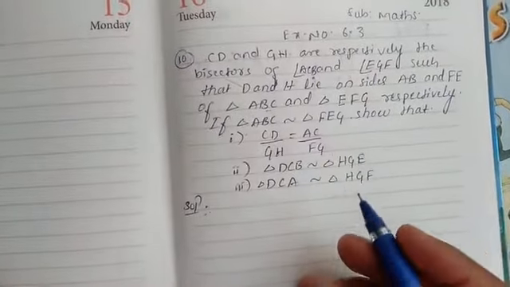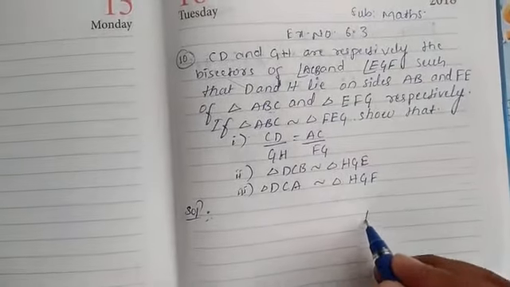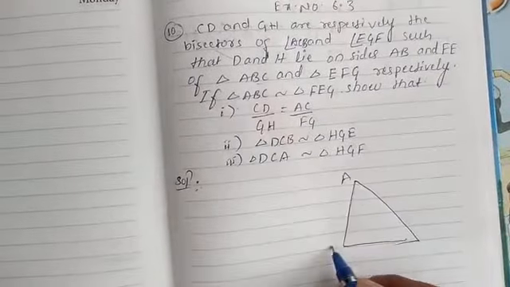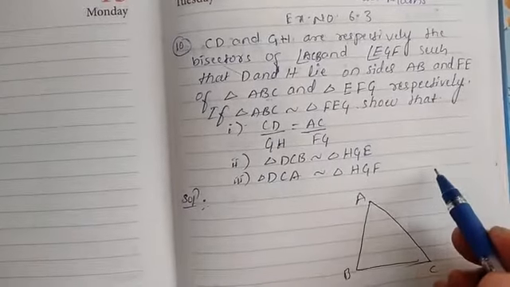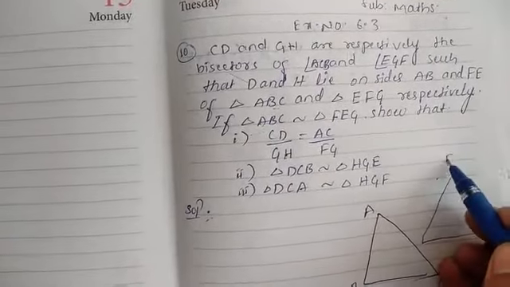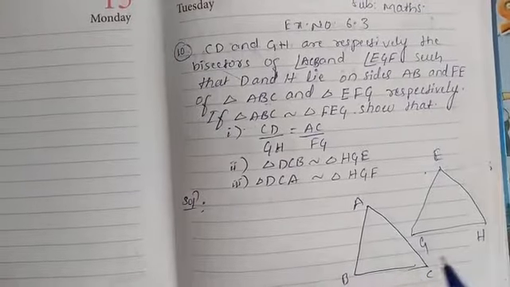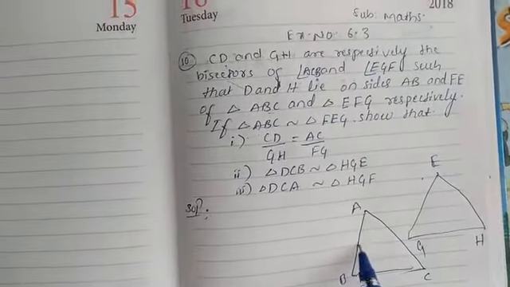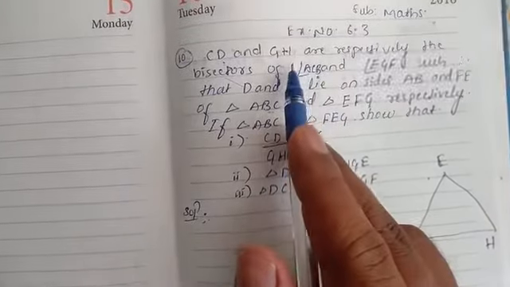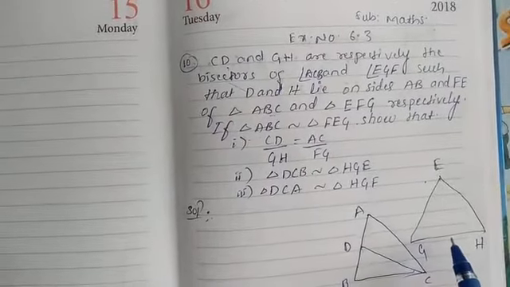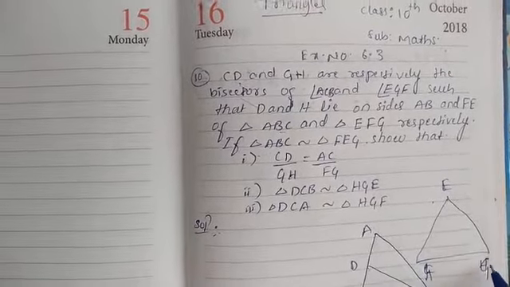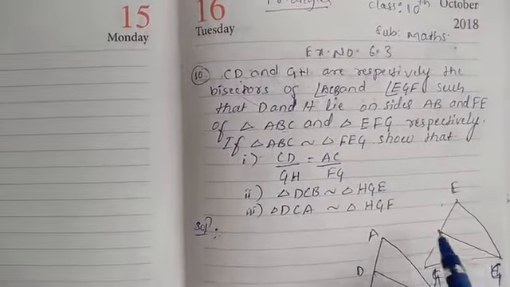First, based on the question, you have to draw the triangles. They have given two triangles. One triangle is ABC, and one more triangle is EFG. Which are the bisectors? CD. So I draw the bisector CD, and in this triangle the bisector is GH. Correct. This is EFG, and GH is the bisector.